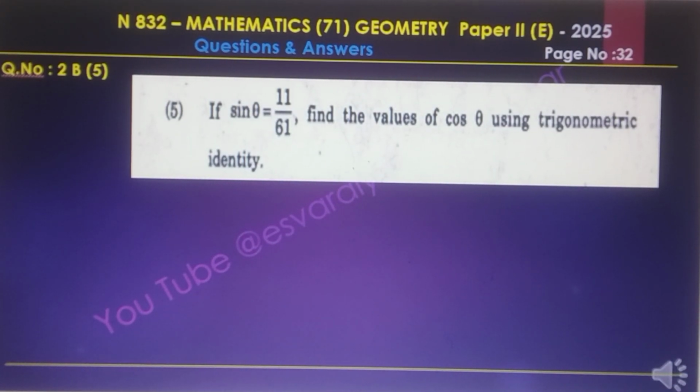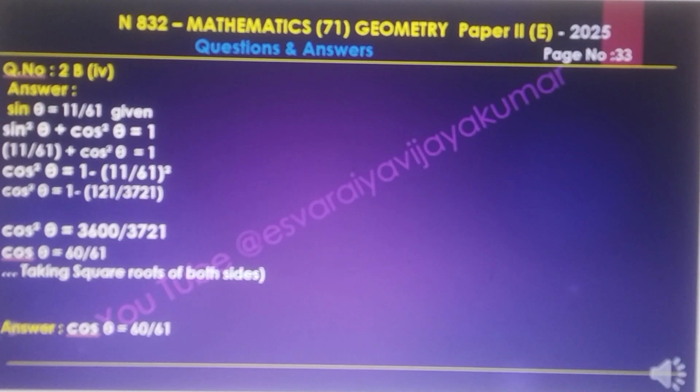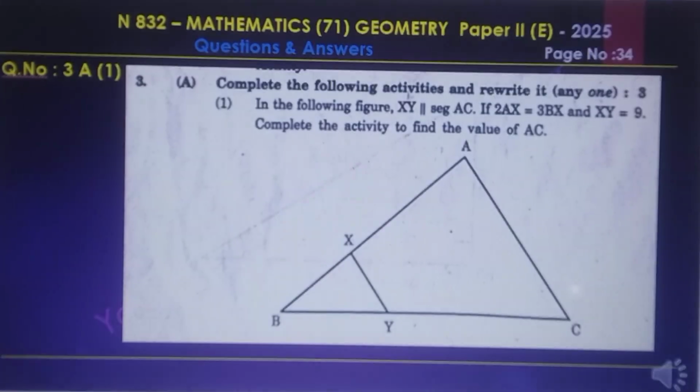If sin theta equals 11 upon 61, find the value of cos theta using the trigonometric identity. Here sin square theta plus cos square theta equals 1. The same theta value we have to apply here. Finally we are getting 3600 by 3721. So 60 upon 61, taking the square root on both sides. Finally cos theta equals 60 upon 61, that is the final answer.